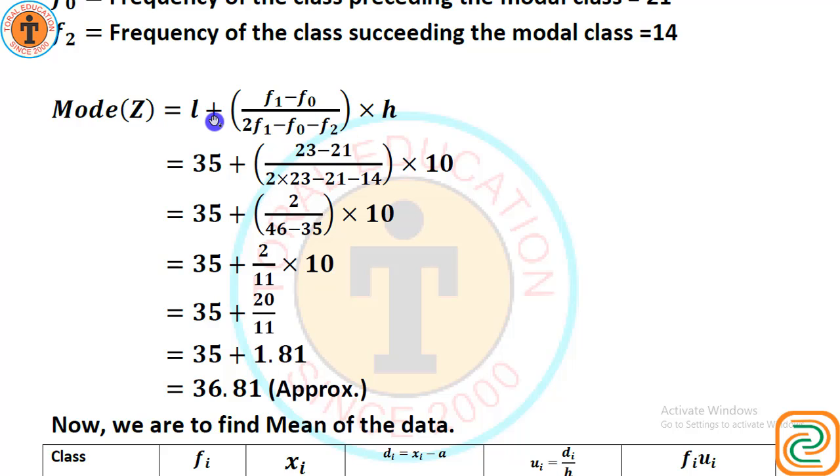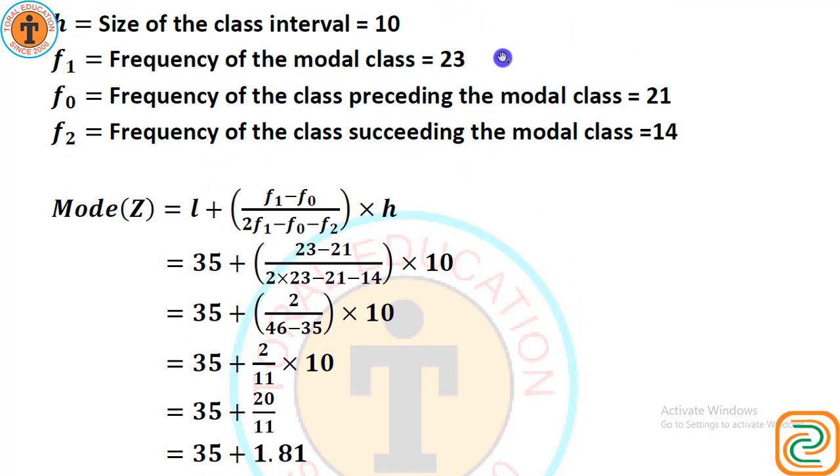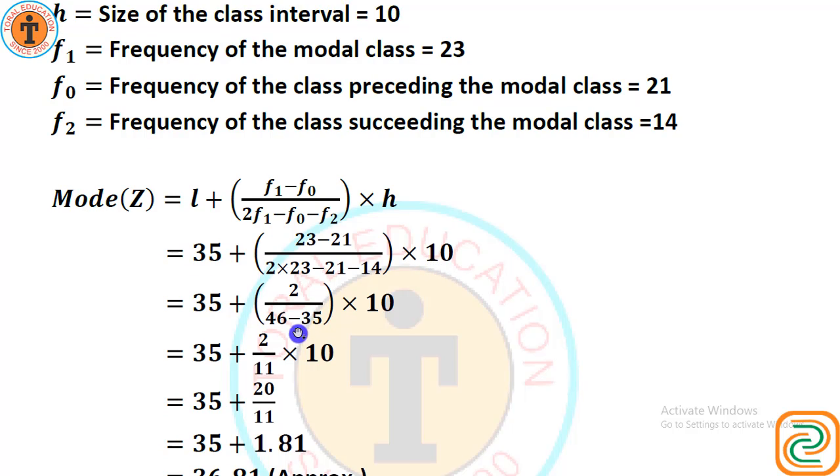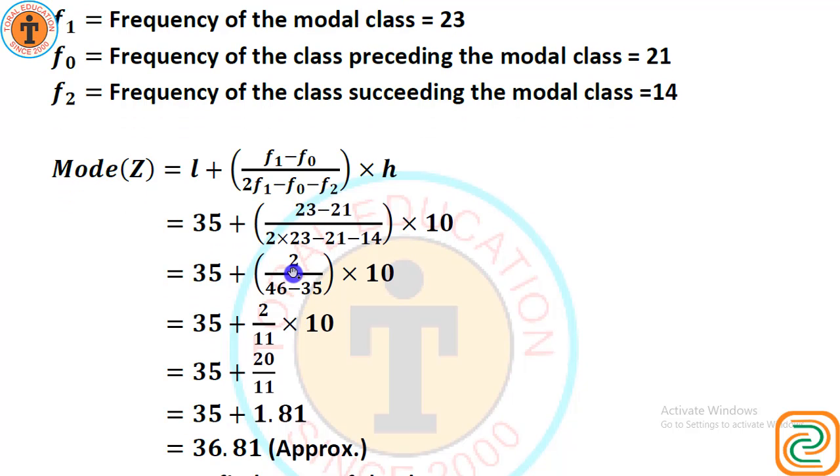This is our formula. So 35 plus 23 minus 21 upon 2 into 23, because we have all the values here. Look, put these values in this formula. 23 minus 21, f1 minus f0, upon 2 into f1, that is 2 into 23, minus f0 21, minus f2 that is 14, into height 10. So we got here 23 minus 21 equals 2, 23 twos are 46, minus the sum of both these, 21 and 14, that is 35, into 10.